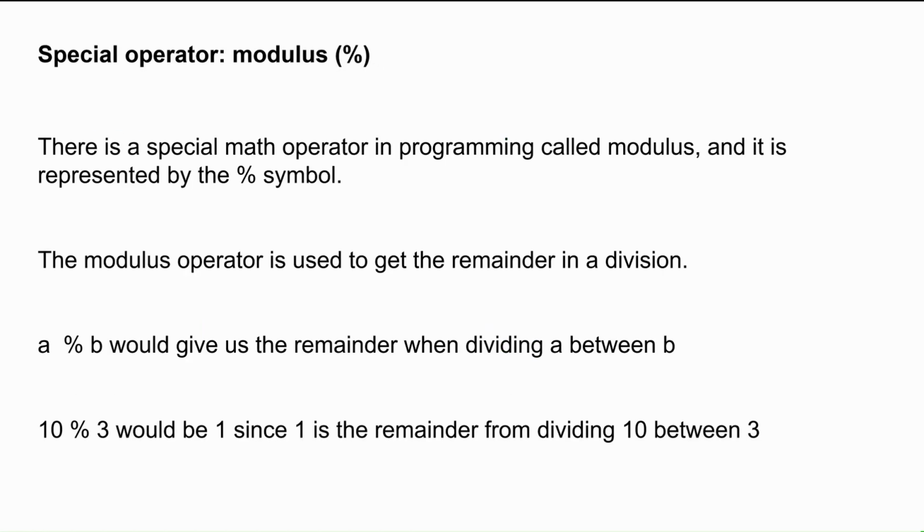There is a special math operator in programming called Modulus, and it is represented by the percentage symbol. The modulus operator is used to get the remainder in a division. A % b will give us the remainder when dividing a by b. For example, 10 % 3 will be 1, since 1 is the remainder from dividing 10 by 3.